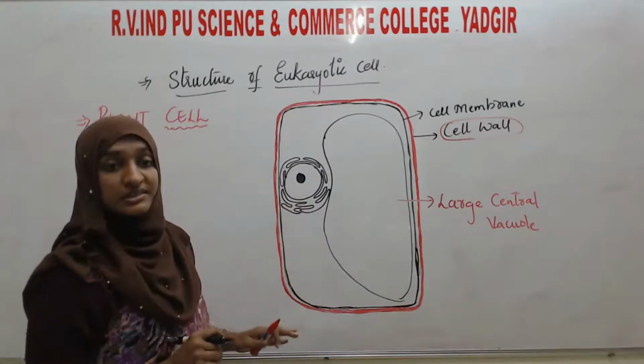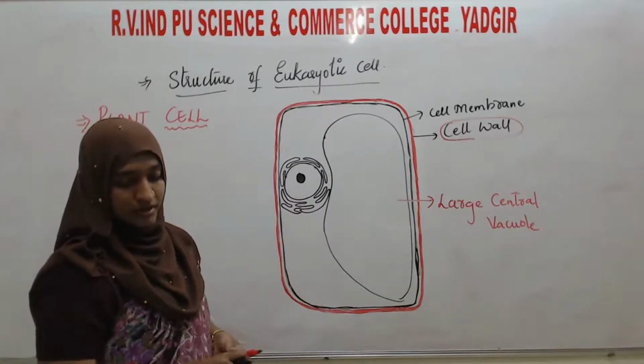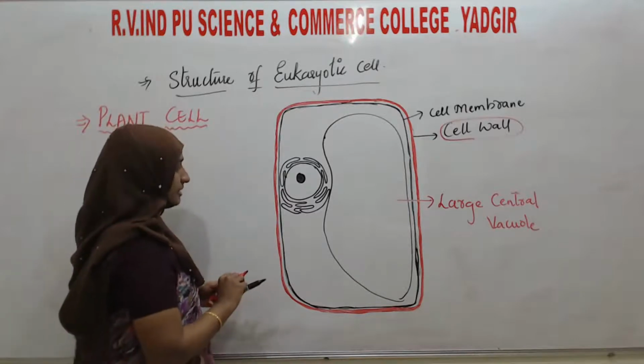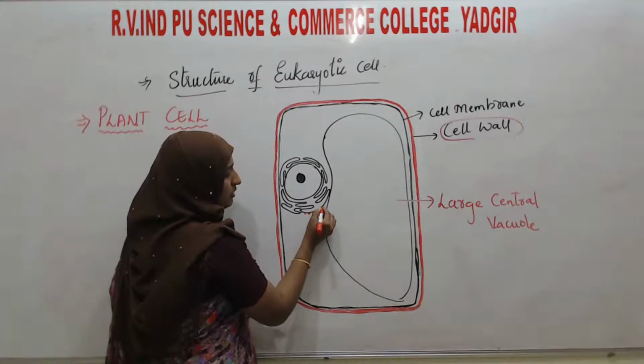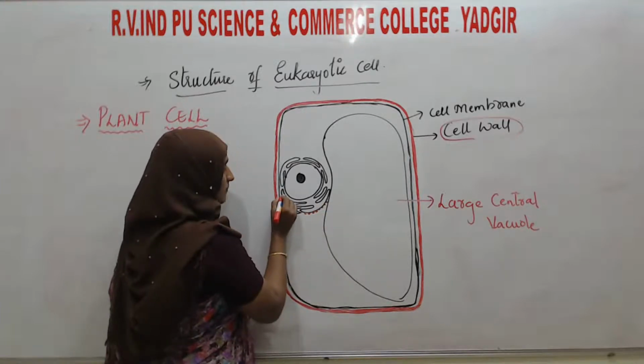Okay, so what is it? That is the endoplasmic reticulum. You can see here that on some of the endoplasmic reticulum there is a presence of ribosomes, and we call it the rough endoplasmic reticulum.